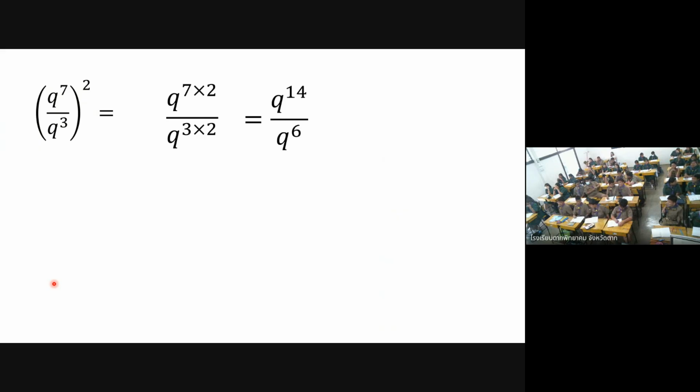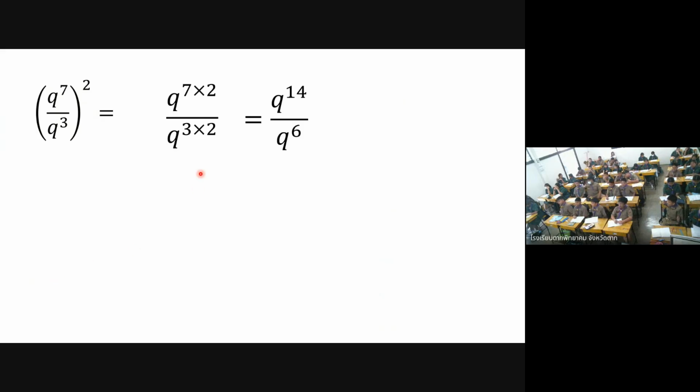How about this one? What's the answer? Q to the power of 7 over Q to the power of 3, all power 2. Answer? Very good. 14. The answer is, again, you're going to have Q to the power of 7 times 2, which is Q to the power of 14. And Q to the power of 3 times 2 is Q to the power of 6.